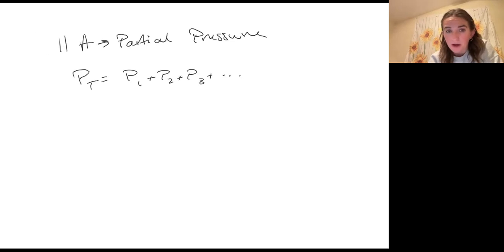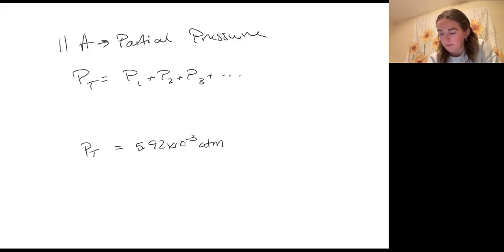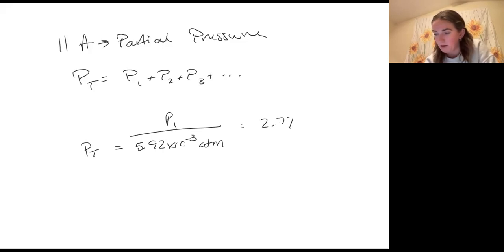So if you know that your P total is equal to 5.92 times 10 to the negative 3 ATM, you know that if you divide this by its P1, we'll say, that'll be equal to 2.7%. So you just have to multiply 4.92 times 10 to the negative 3 by 0.027, and that'll help you get your partial pressure for that one.